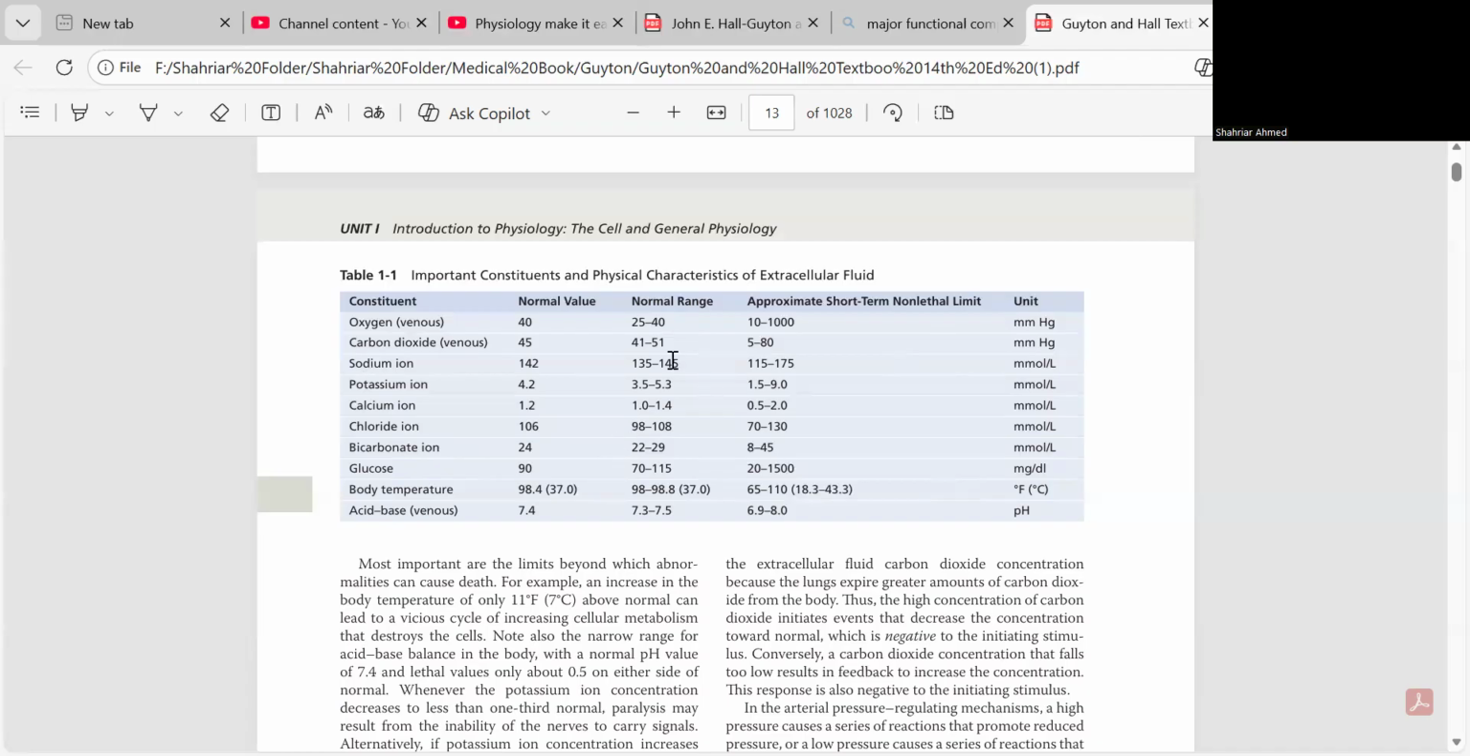So you'll have to memorize sodium ion, potassium ion, calcium ion, chloride ion, bicarbonate ion, glucose. Normal body temperature, you must remember, is 98 to 98.8 Fahrenheit, that is 37 degrees centigrade.